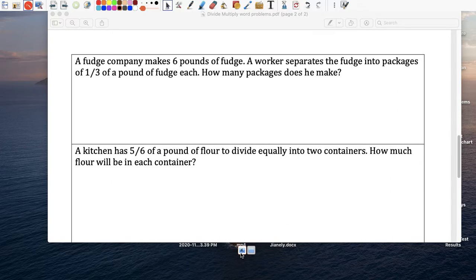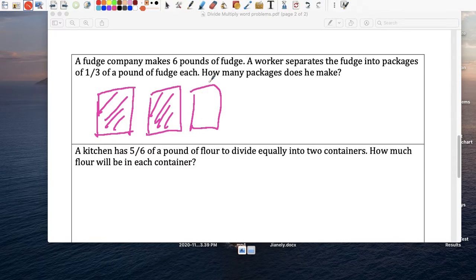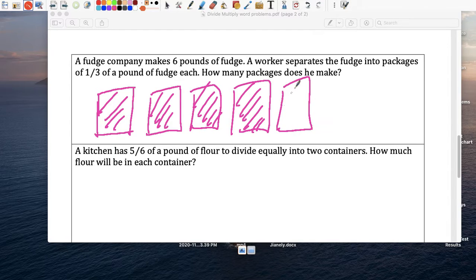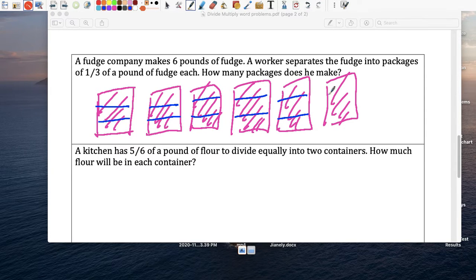A fudge company makes 6 pounds of fudge. So there are 6 pounds. Aquí, 6 libras de chocolate. 6 pounds of chocolate. 1, 2, 3 of fudge. It's like chocolate. 4, 5, 6. Okay, there's 6 pounds of fudge. Lo quiero cortar en 1/3, in 3 parts. Right? Todos ellos quiero cortarlo y venderlo, ¿no? 1/3, 1/3. So, ¿cuántos pedazos de one?